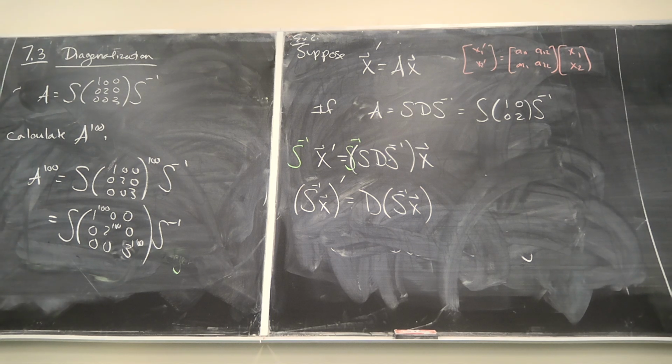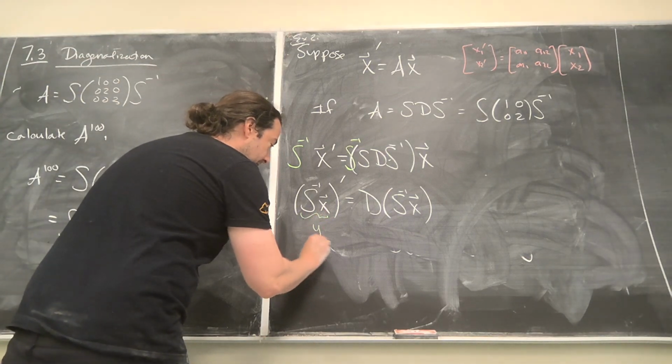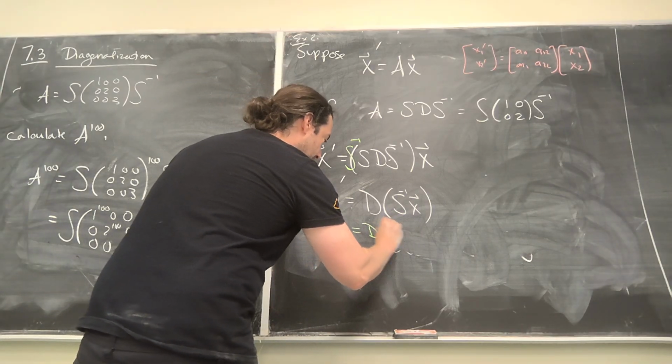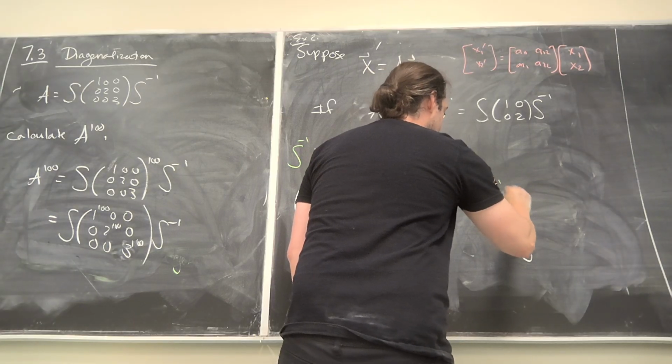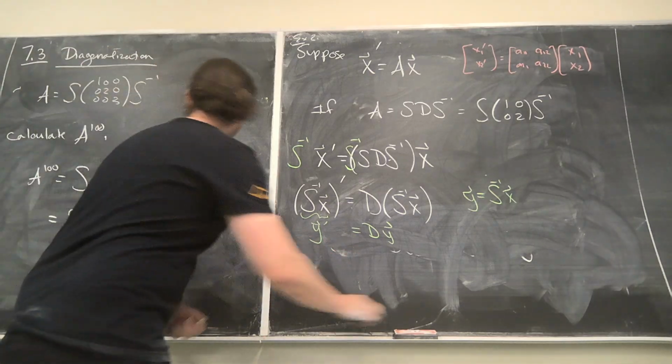I could just call the vector S inverse x y. So if I called this vector y, then y prime is equal to D times y. Here I'm just letting y be equal to S inverse of x. Well, that would give me an equation that I could solve by integrating.